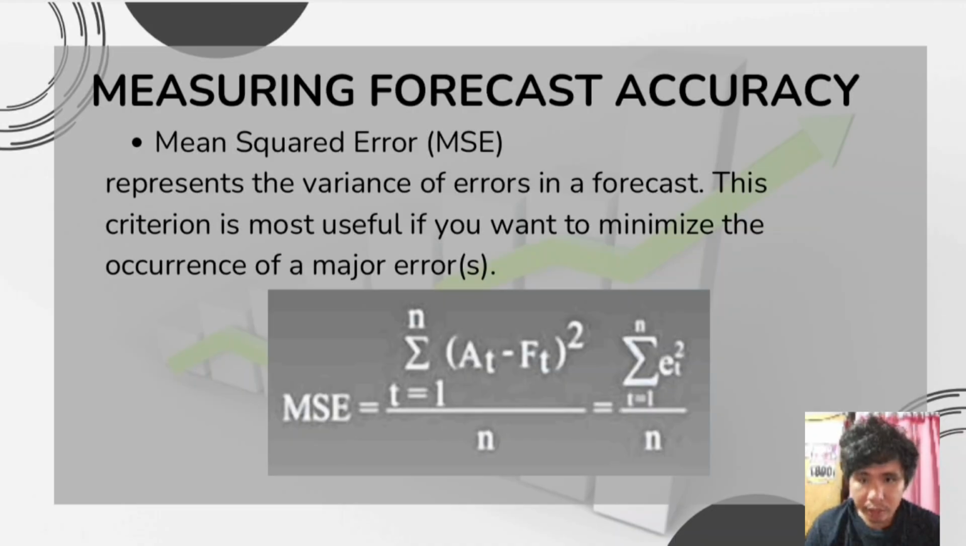And then we move on to measuring forecast accuracy with the mean squared error or MSE. This is also one of the best solutions because it represents the variance of errors in a forecast. This criterion is most useful if you want to minimize the occurrence of a major error.